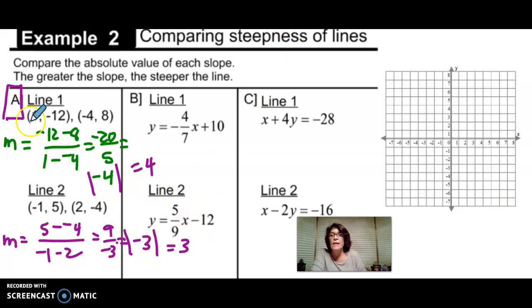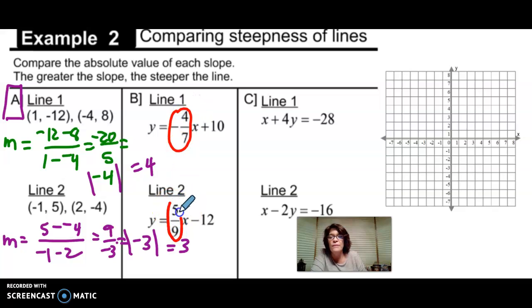Okay, so as we were saying, line 1 and line 2, if we compare them, you want to make sure you compare their absolute values. Line 1 is steeper than line 2. They both have a negative slope, but line 1 will be a little steeper. Here we can compare the slopes pretty quickly.